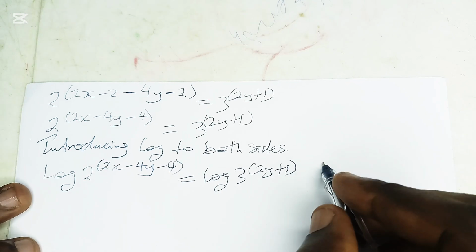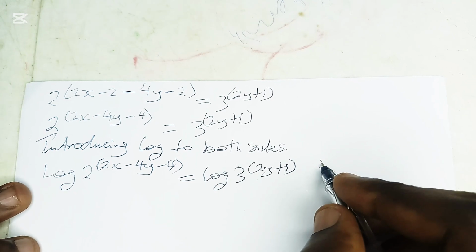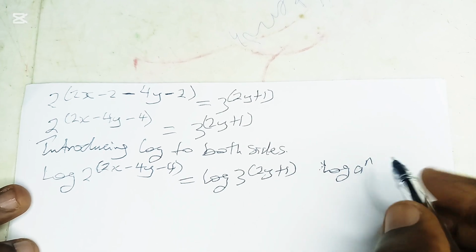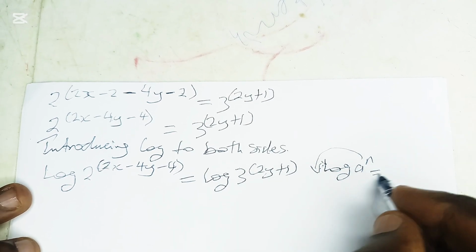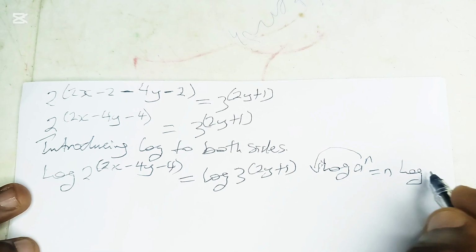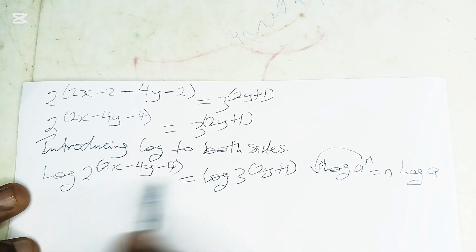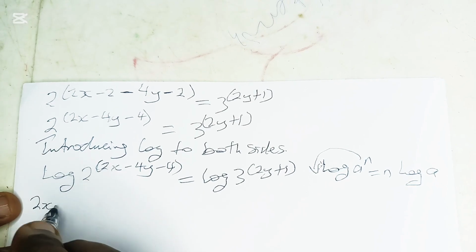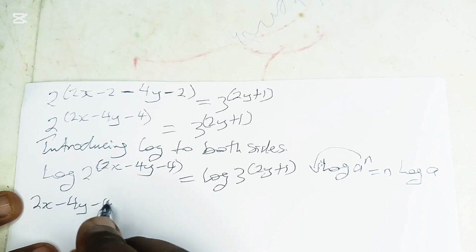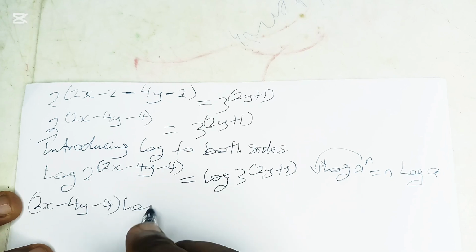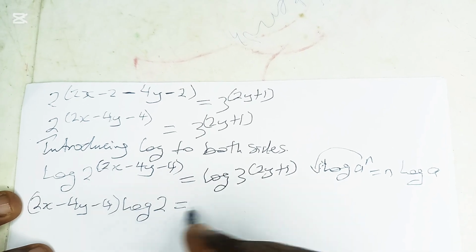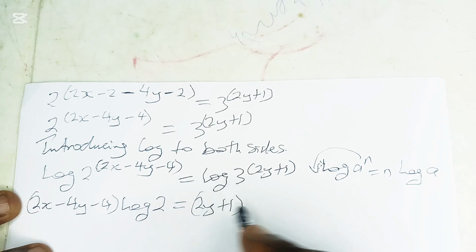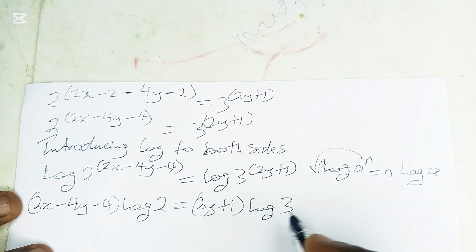Okay. We have to recall that when you have log of a raised to the power of n, this can come here. So we have n log of a. So from there, this can come over here. So we have 2x minus 4y minus 4 log of 2 is equal to 2y, this one comes here, plus 1 log of 3.